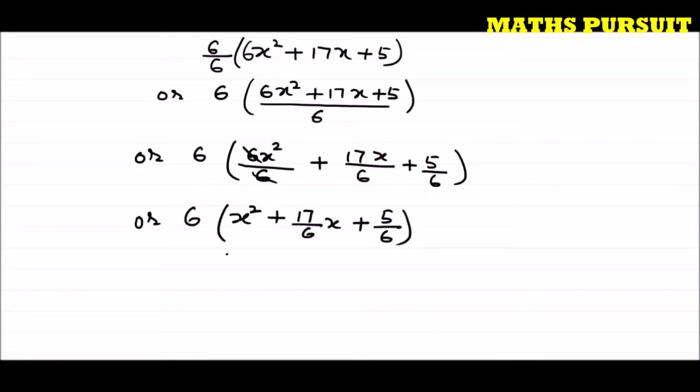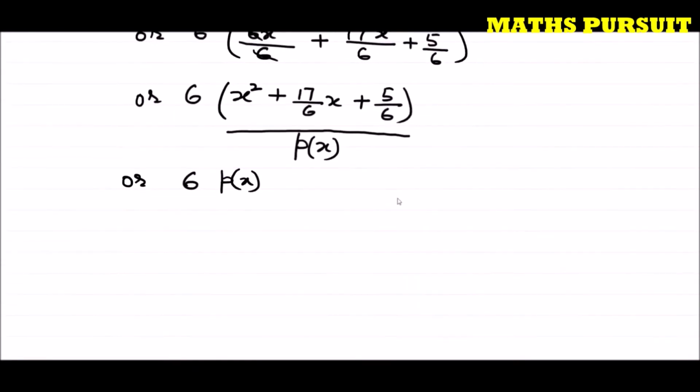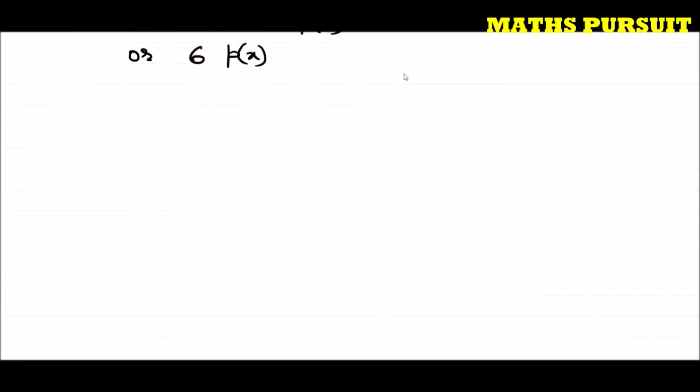Let us assign this polynomial x to the power 2 plus 17 upon 6x plus 5 upon 6 as px. If I am assigning px to this polynomial, then we are getting 6 into px. This is what we are getting. Now from here we can apply the factor theorem and solve the given polynomial.